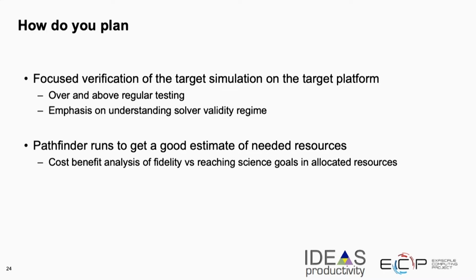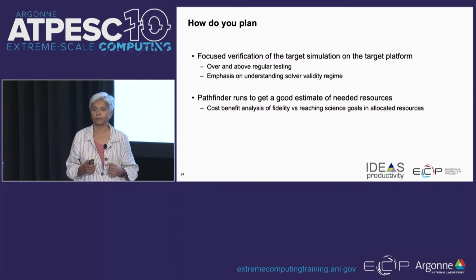So the question is, how do you plan? The very first step in planning is to do a very targeted verification on the target platform. Because the daily testing may not be enough, because you are now operating on a platform on which you may not be running your regular testing. So you need to do dedicated testing on that platform. You have to explore the validity regime of the solvers that you are going to be using in the context in which you are going to be using them for the study that you are planning.